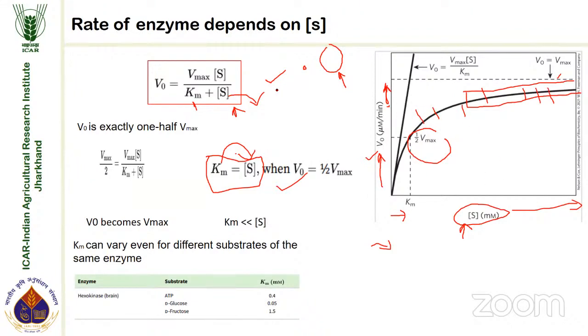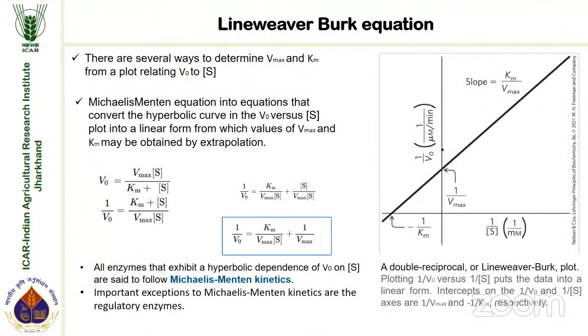So it was very difficult to extrapolate all the data from this graph. So for an easy conversion, we just extrapolated that curve, that hyperbola curve, into a linear curve, and that graph is famously known as the Lineweaver-Burk equation.